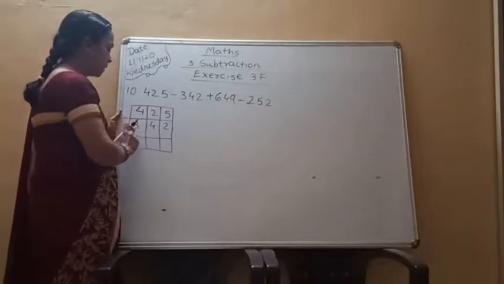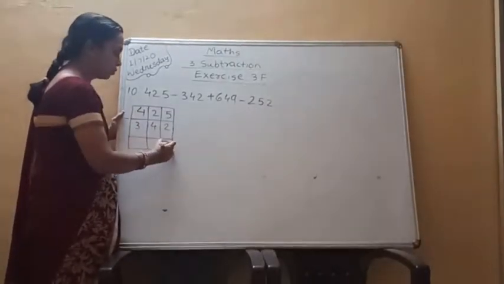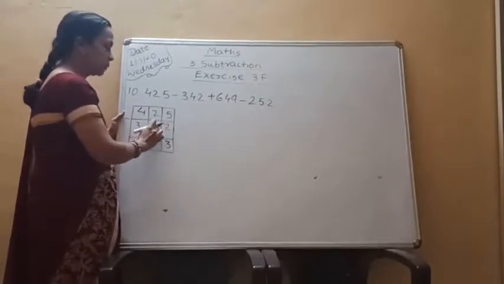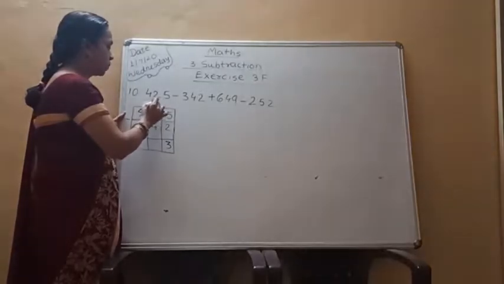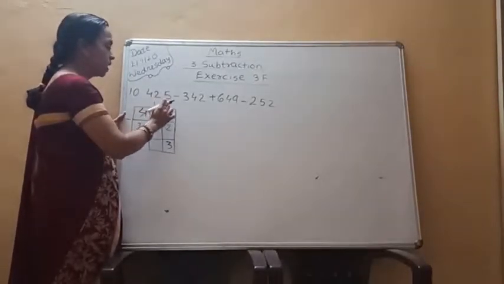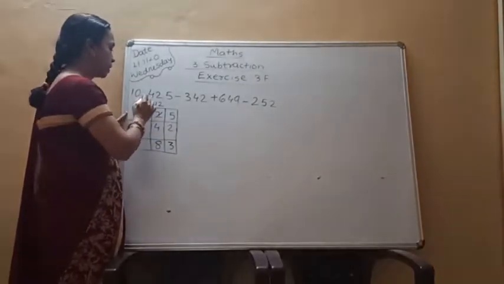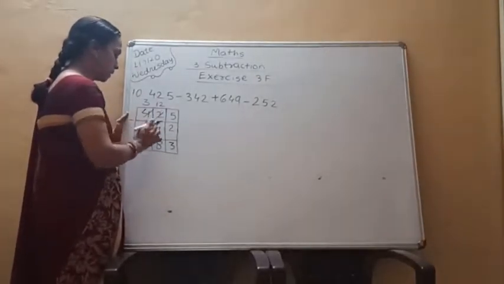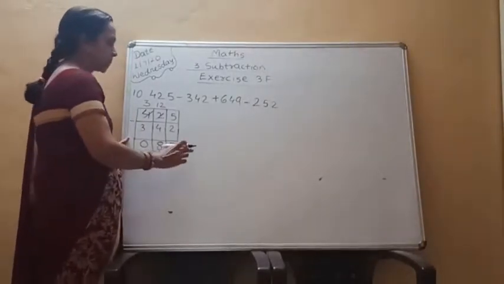425 minus 342. 5 minus 2, 3. 2 minus 4, not possible. So take 1 from this 4 and write down here 12. 12 minus 4, 8. 4 minus 1, 3. 3 minus 3, 0. What is our answer? 83.